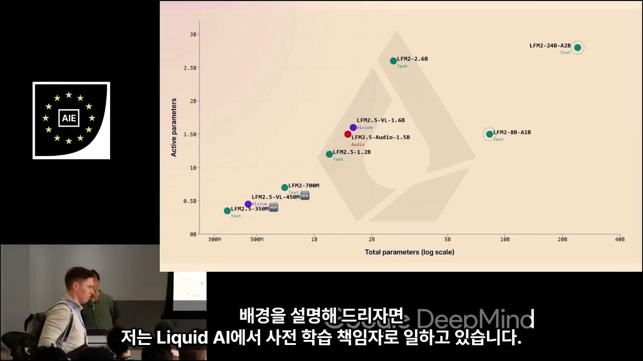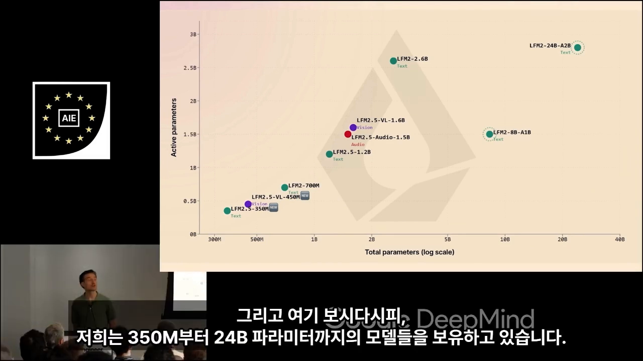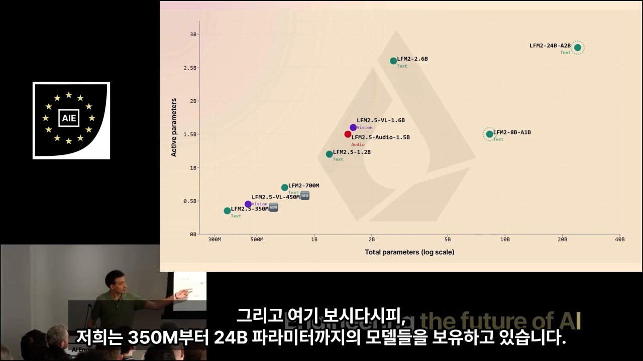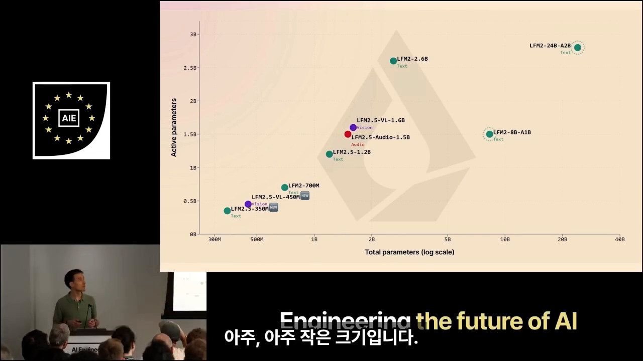For context, I work at Liquid AI as head of post-training. At Liquid, we mostly focus on edge models for on-device deployment. And as you can see here, we have models from 350 million parameters to 24 billion parameters. So this is very, very small.